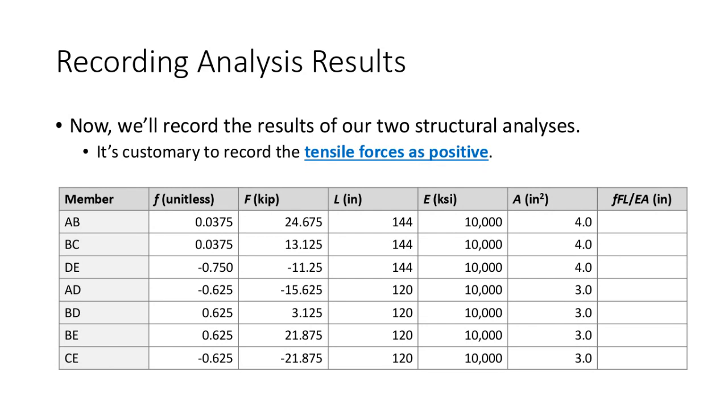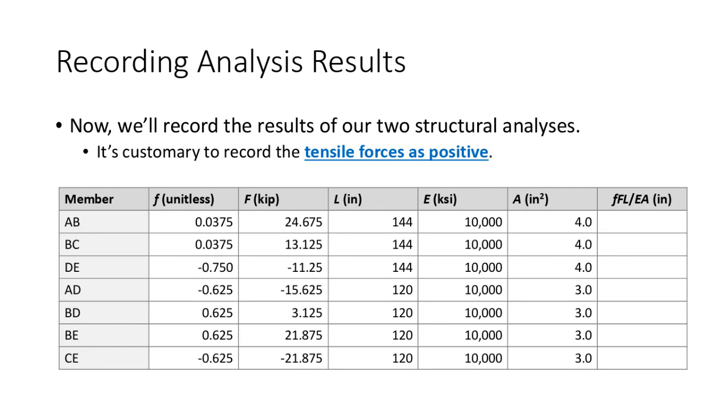Like if tension's positive, it's got to be tension positive across the board. If compression's positive, it's got to be compression positive across the board. Either one's fine. We typically just go with tension positive, just because tension tends to make members longer, tends to increase the length. That's why we go with tension positive.